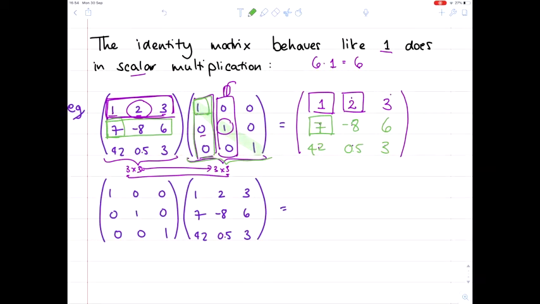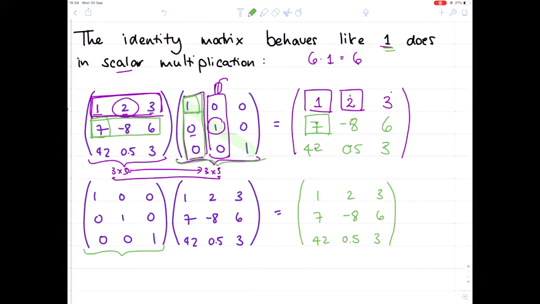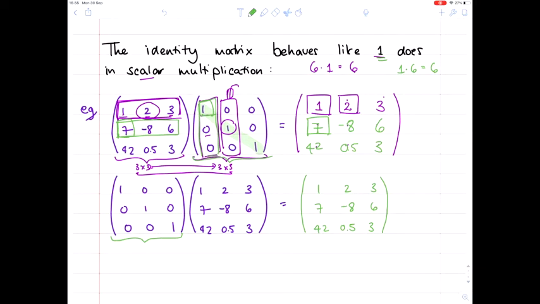And you can check for yourself, but if you multiplied by the identity matrix on the left instead of the right, you'd have exactly the same thing happening. So you would end up with the same matrix. So our identity matrix really behaves like 1 in scalar multiplication. So if you think about saying 1 times 6, you would just end up with 6. So we've got a 0 matrix, which acts like 0 in addition and multiplication. And we've got an identity matrix that behaves like 1 in multiplication.